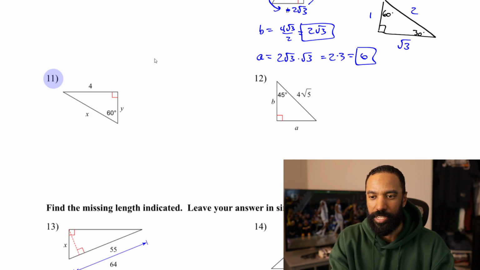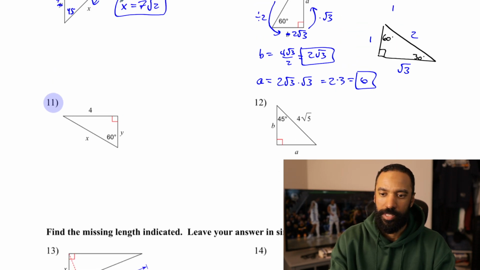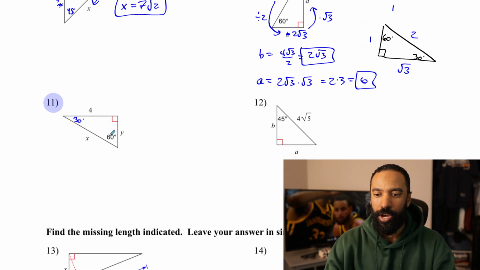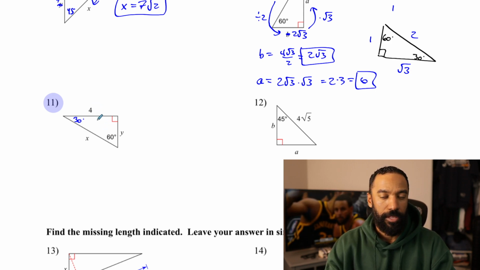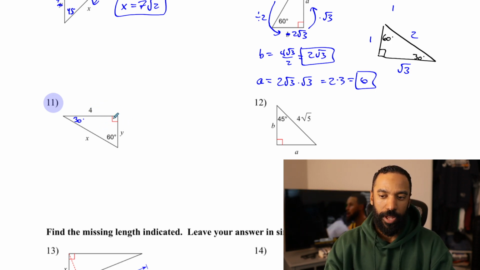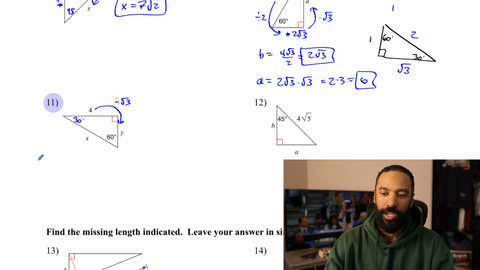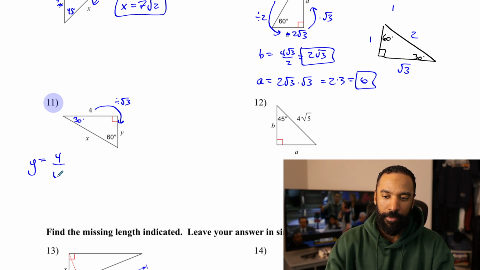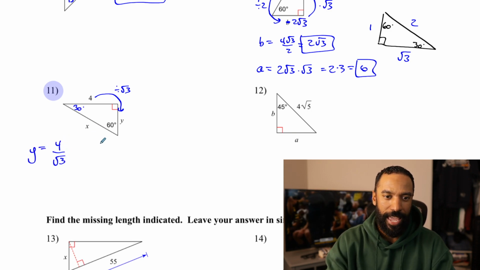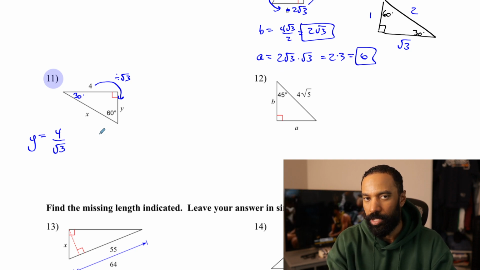We have another 30, 60, 90 triangle, as you see the 60 there. And we know the leg opposite the 60, the longer leg, which is root 3 times larger than the shorter leg. So we actually have to divide this thing by root 3. Now that becomes a little bit trickier. Y equals 4 divided by root 3. In some cases, a valid answer. It's in radical form, but not simplest radical form.